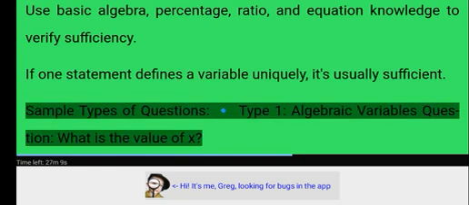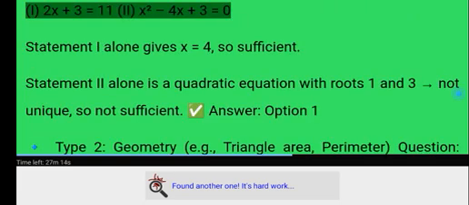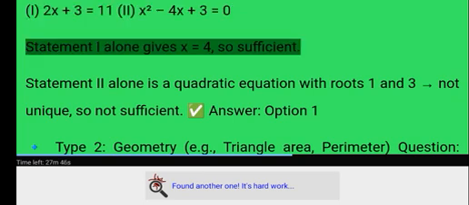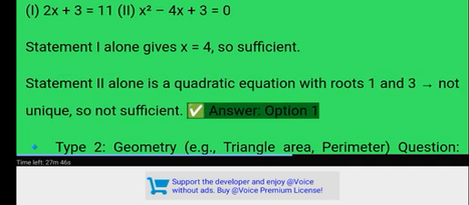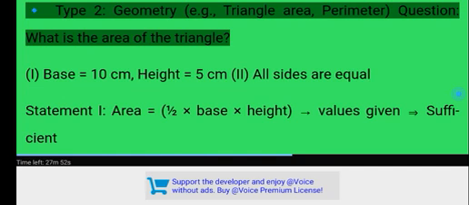Sample types of questions. Type 1: algebraic variables question. What is the value of x? Statement 1: 2x + 3 = 11. Statement 2: x² − 4x + 3 = 0. Statement 1 alone gives x equals 4, so sufficient. Statement 2 alone is a quadratic equation with roots 1 and 3, so not unique, so not sufficient. Answer: option 1. Type 2: geometry, for example triangle area and perimeter questions.